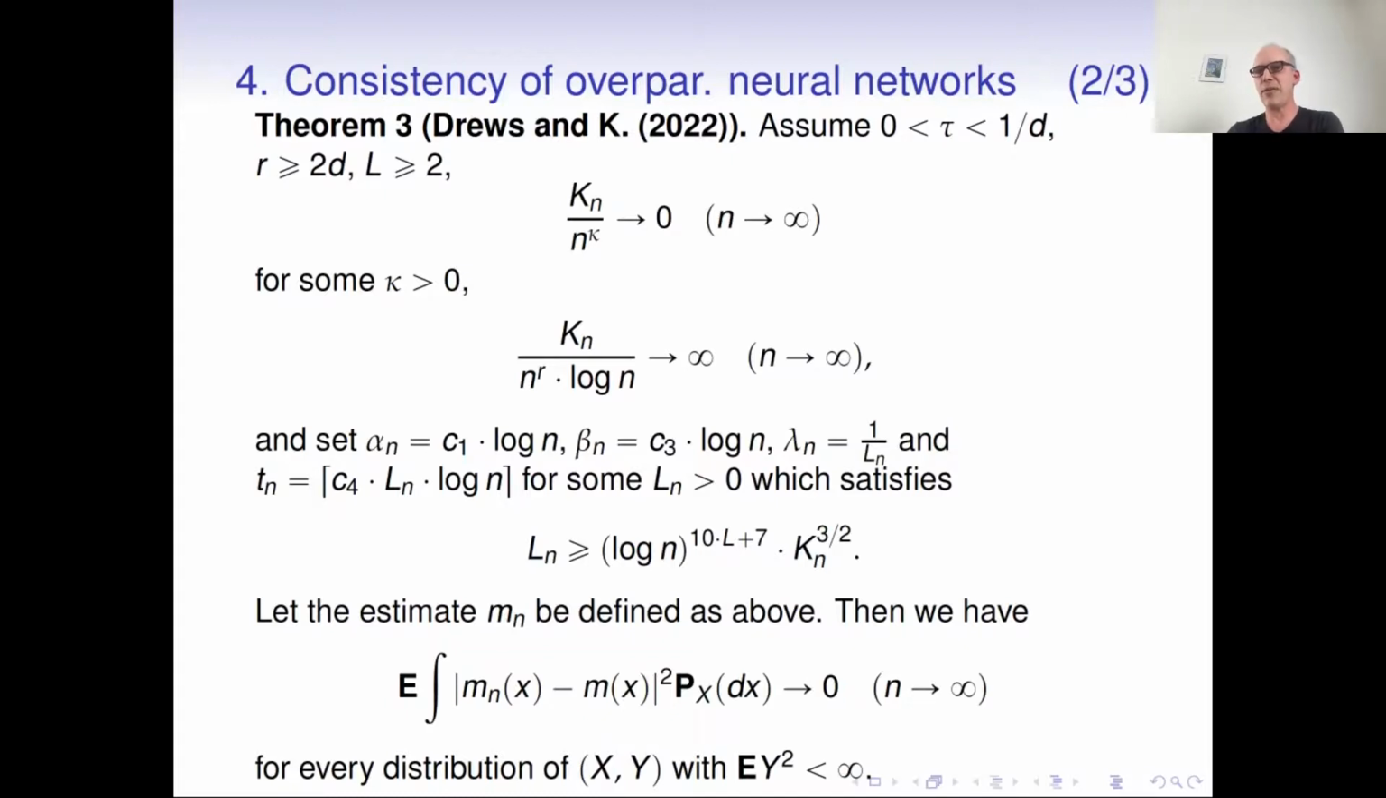But I get, for a Lipschitz continuous regression function and bounded x, and maybe bounded y, but I can weaken the condition of bounded y, a rate of convergence uniform over this class.